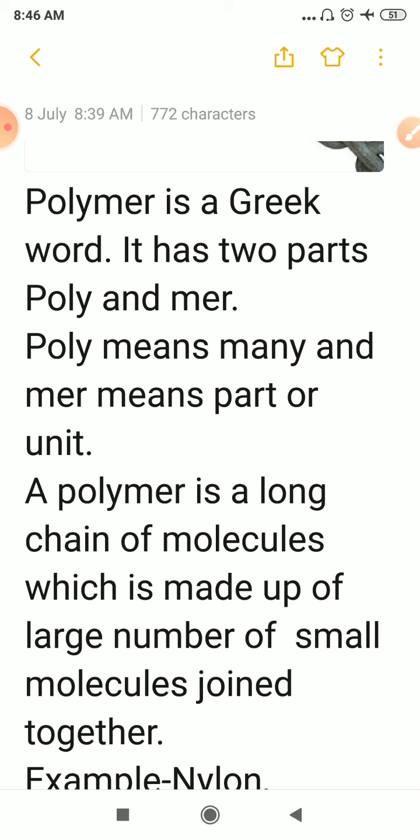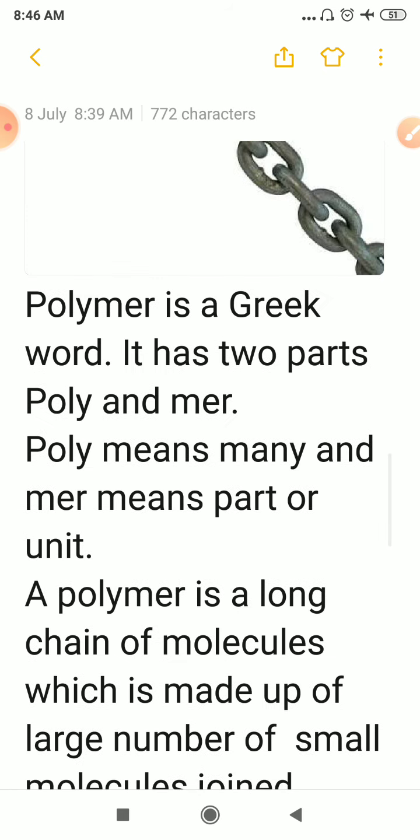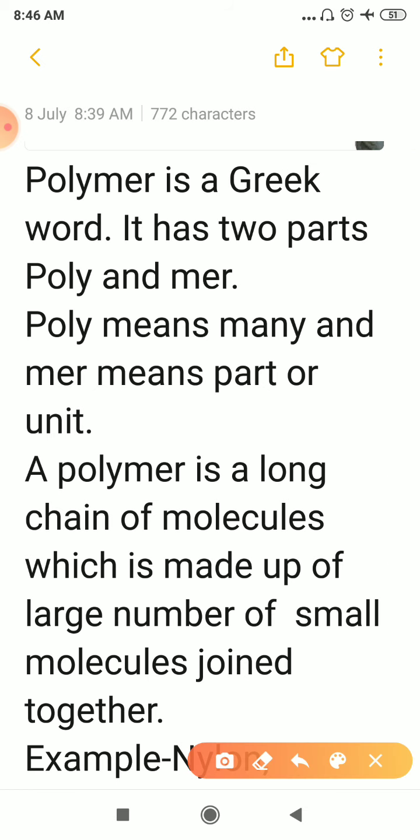We were discussing the word polymer. What does this word polymer mean? Polymer is a Greek word. It has two parts, one is poly and the other is mer. Poly means many and mer means parts. Many parts. The word itself describes it. Polymer means many parts are linked together.